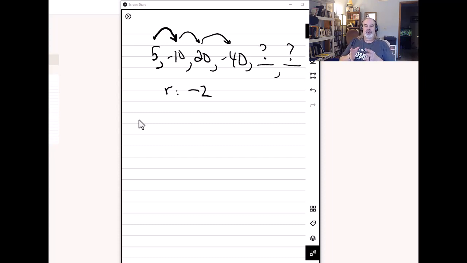So the 2 part of it explains the 5 to 10 to 20 to 40. We're doubling our numbers every time in size, but we're also turning on and off that negative sign. And so 5 times negative 2 gives us negative 10.